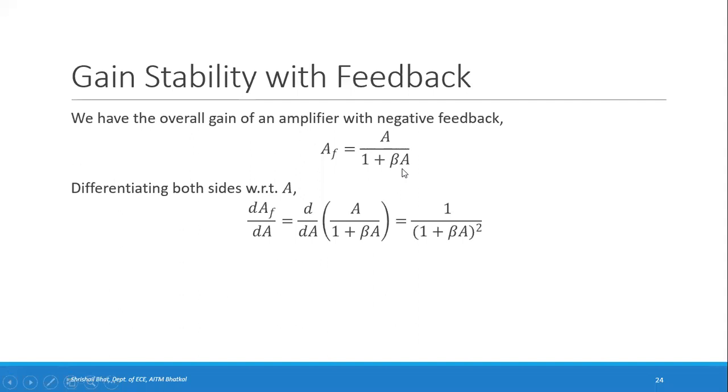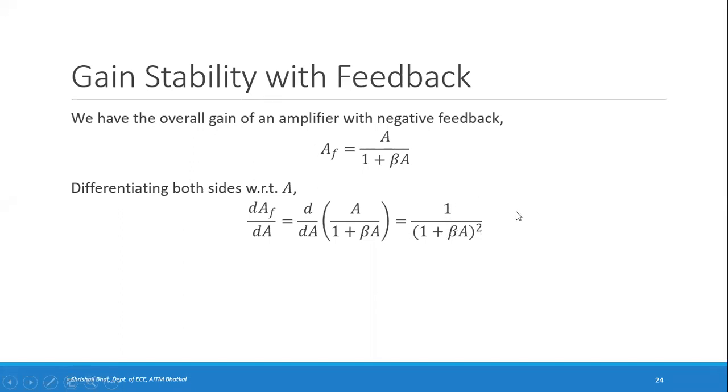Differentiate both the sides with respect to A. So d by dA of AF, that is dAF by dA, and differentiate this with respect to A, d by dA of A by 1 plus beta A. If you divide this using du by dv, you will get 1 divided by (1 plus beta A) the whole square.